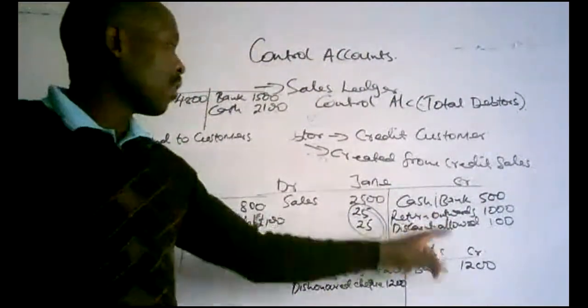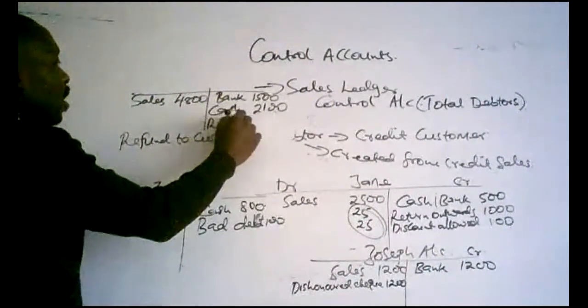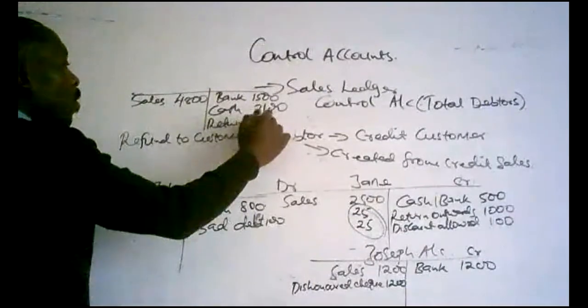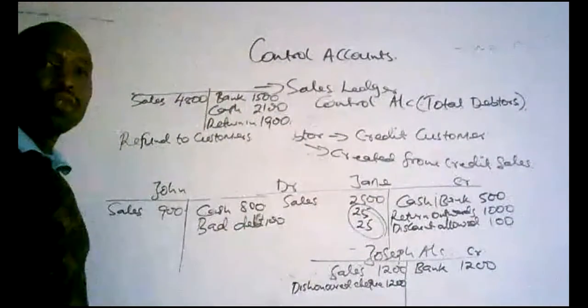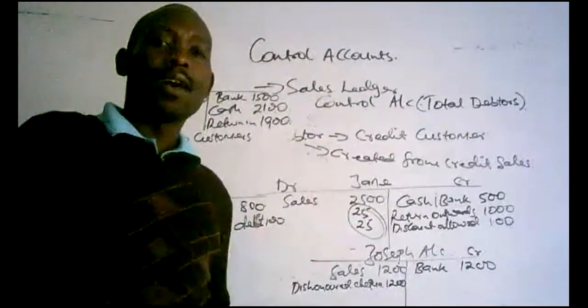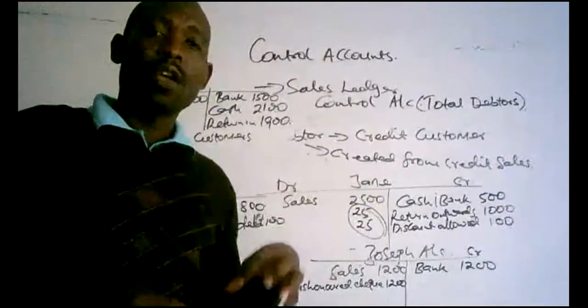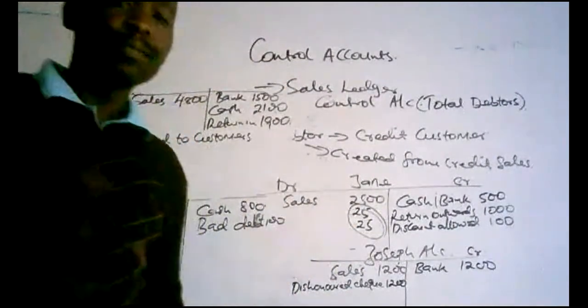Because all of them are supposed to appear on the credit side, you come here and you put them as return inwards. Maybe they were worth 1,900, all of them. So you put a summary of individual ledger accounts in one account. That account is what we refer to as the sales ledger or the debtors control account.